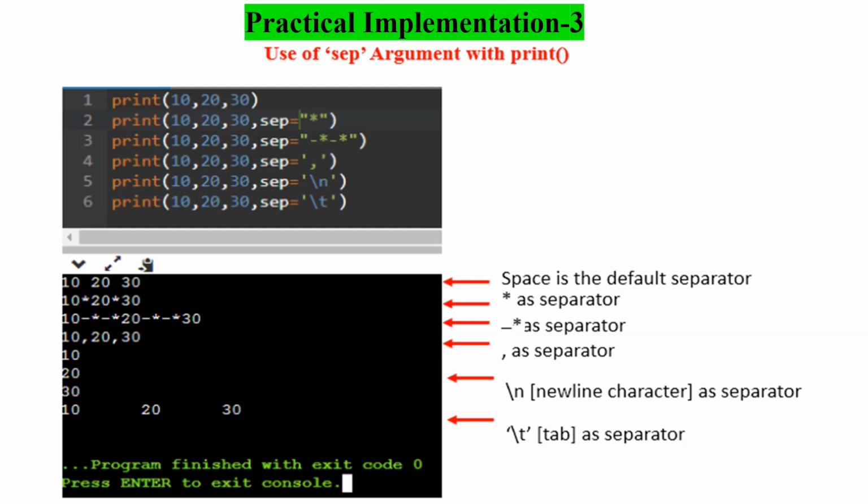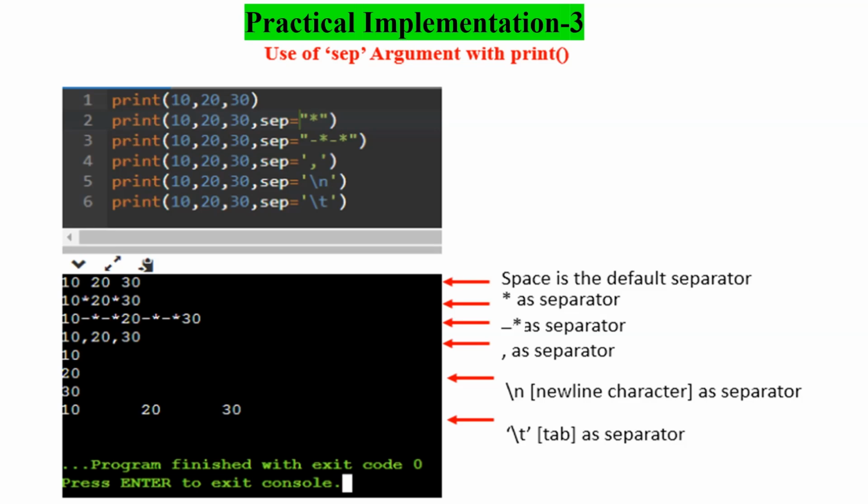Now, we can look at the examples. First program. Print 10, 20, 30. Now look at the output in the console area. Here space is the default separator. Second one. Print 10, 20, 30, sep equals asterisk. So the output displays asterisk as the separator. Third one. Print 10, 20, 30, sep equals hyphen asterisk. So the output displays hyphen and asterisk as the separator.